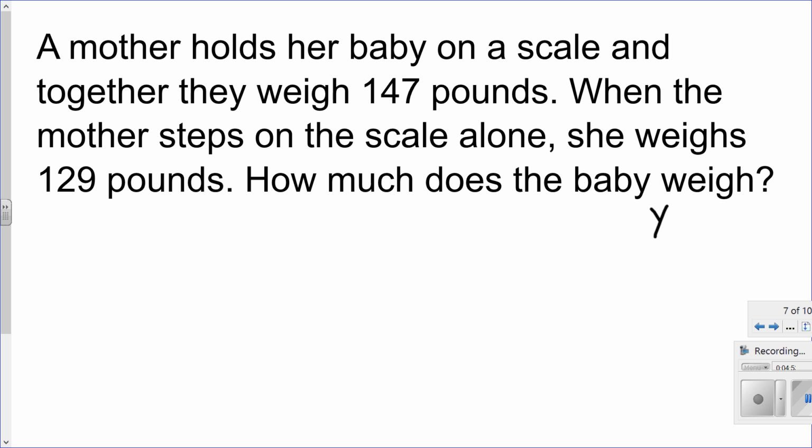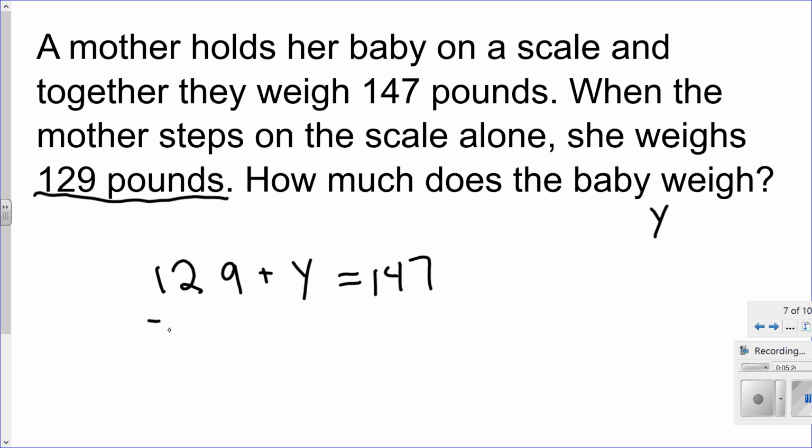So I know that together they weigh 147 pounds. So together is addition, and that means the sum. So I know that the mother plus the baby is 147. So in this information, I was given that the mother weighs 129 pounds. So if she's 129 pounds and her baby is with her, together they're 147. So now I just solve for y.